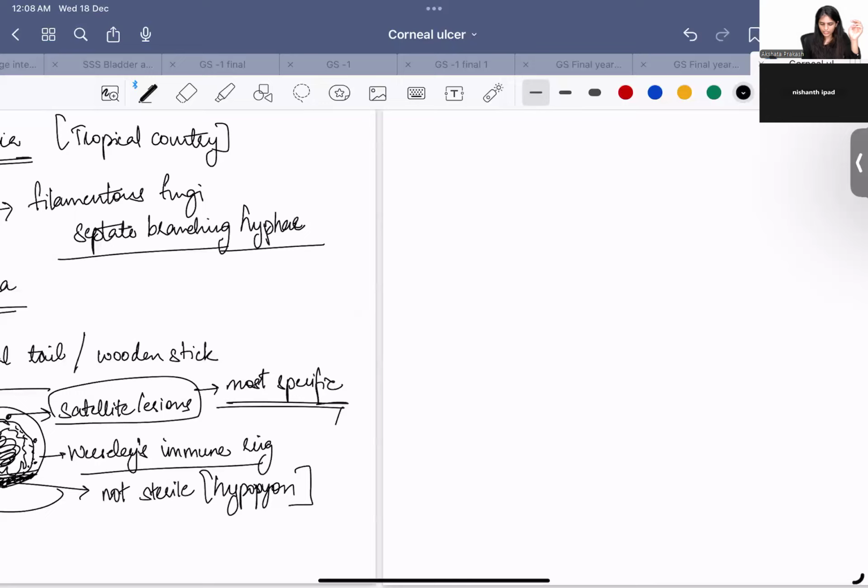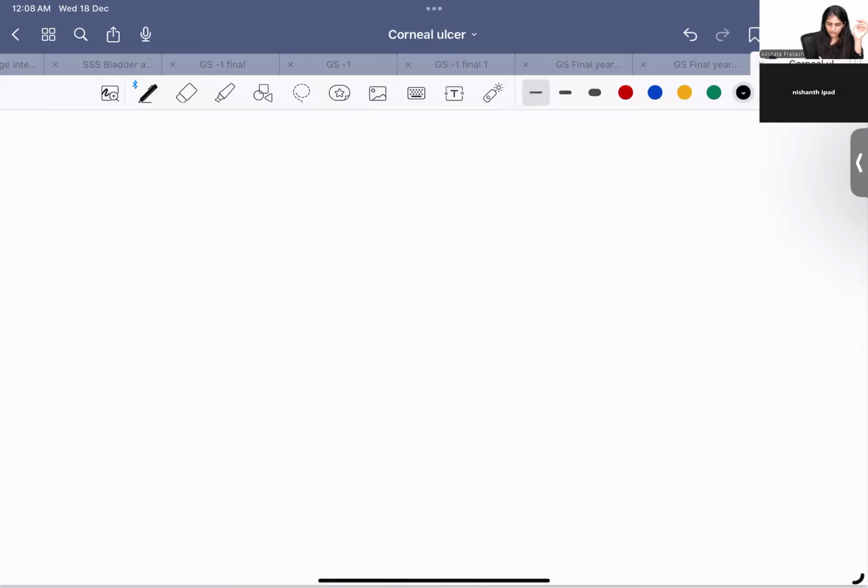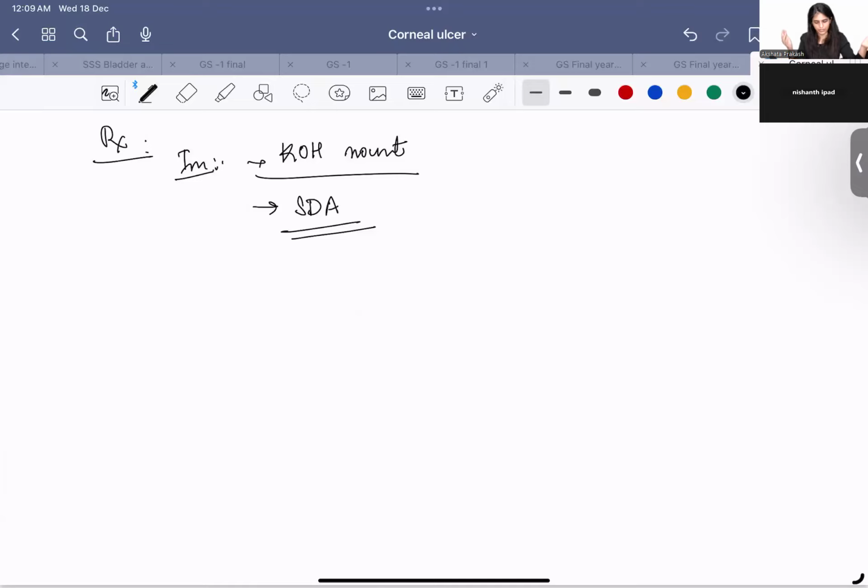And coming to the treatment options, before that, the investigations. We have to do KOH mount, okay? Unlike the Gram stain, here we are doing KOH mount. And for culture, we can do it on Sabouraud's dextrose agar. And we are going to get whatever organism it is. Most common is, again, aspergillus.